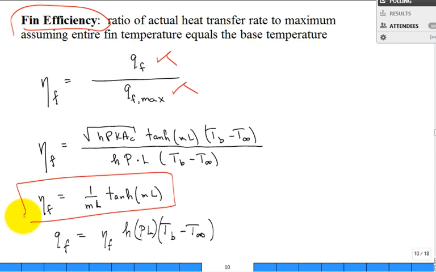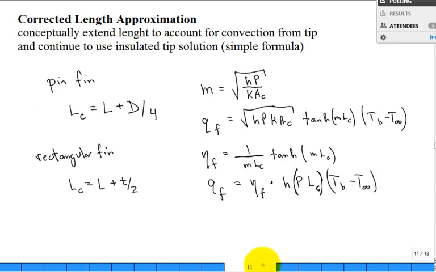All right. A lot of times people will see this L sub c crop up and it'll replace L. And they'll say, what is this L sub c? It's a corrected or adjusted length. Conceptually, we liked a very simple formula, but this simple formula was based on an insulated tip solution. Somebody says, I may have convection off my tip. Okay.